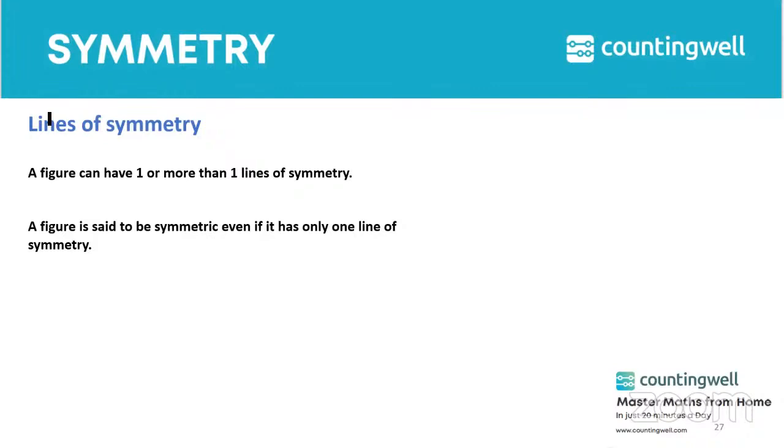Let us see lines of symmetry. Remember that a figure can have one or more than one lines of symmetry, and it is said to be symmetric even if it has only one line of symmetry. So for a figure to be called a symmetric figure, we have to make sure that there is at least one line of symmetry. If the figure has one line of symmetry, then also it is symmetric. And if it has more than one line of symmetry, then also it is a symmetric figure.